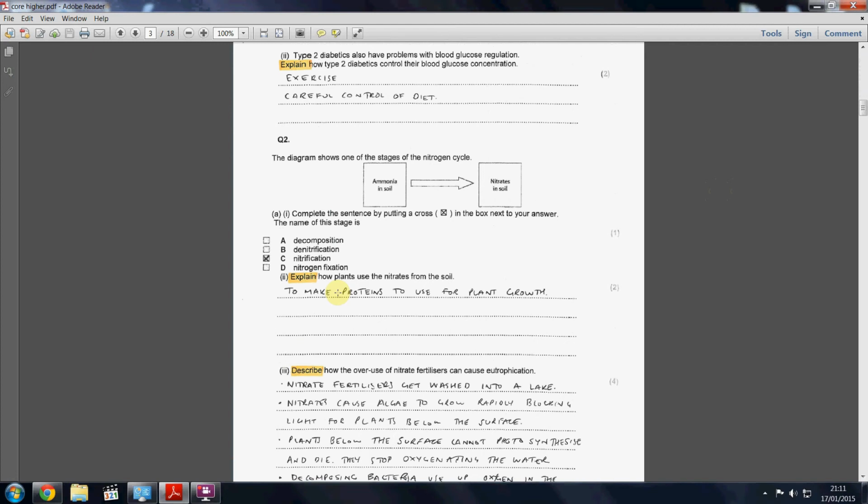Part 2 then asks us to explain how plants use the nitrates from the soil. And again, this is one that you kind of have to know, but it's 2 marks. 1 mark for saying they use them to make proteins, and then the second mark is they use those proteins for growth.